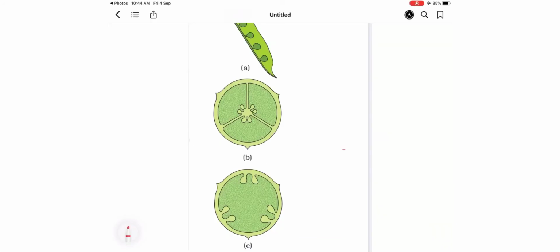With the help of the diagram I will explain how the different types of placentation are observed. Here in diagram A you can see marginal placentation, and this particular structure is the ridge, and on this ridge the ovules are located like this. So this is marginal placentation.